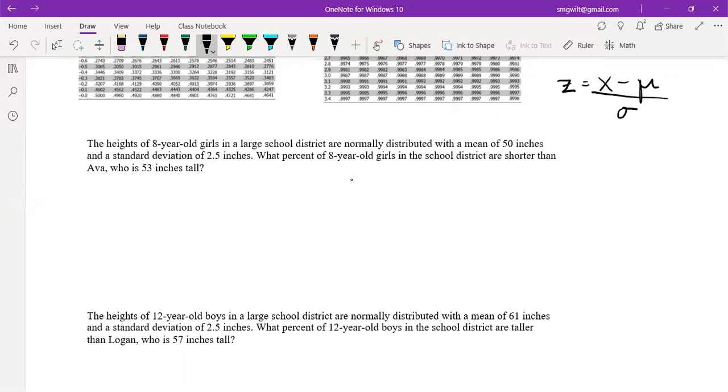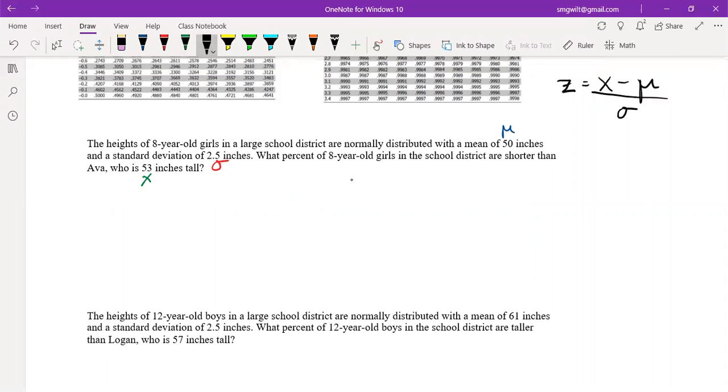In this first problem, we have the heights of 8-year-old girls in a large school district. They're normally distributed with a mean of 50 inches. So mean is the mu, so our mu is 50 inches, and a standard deviation of 2.5 inches, so sigma is 2.5. What percent of 8-year-old girls in the school district are shorter than Ava, who is 53 inches tall? That's our x value.